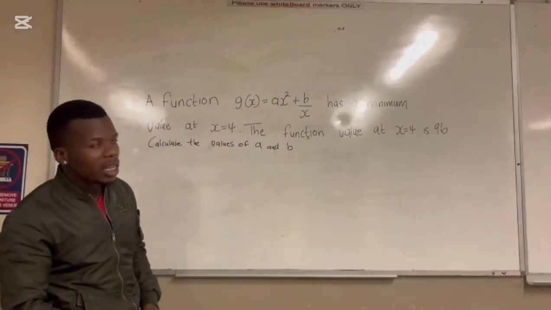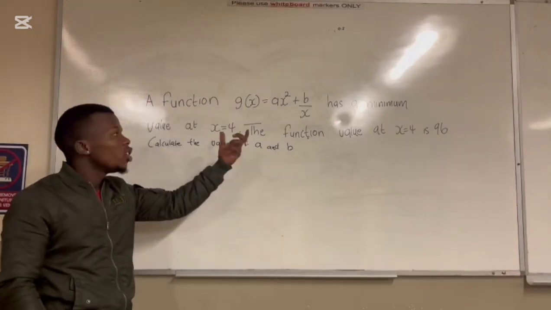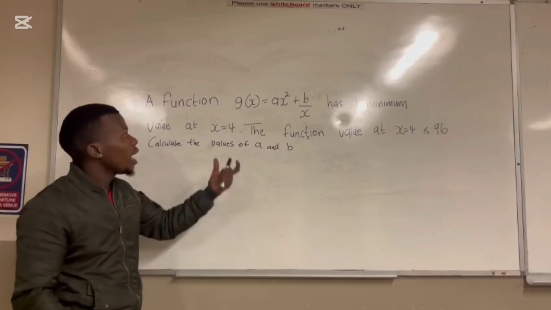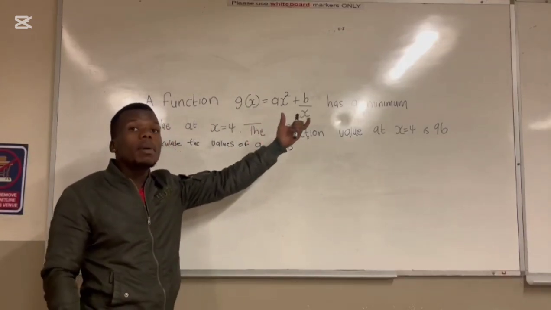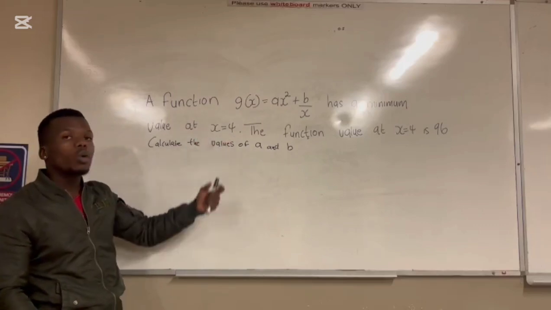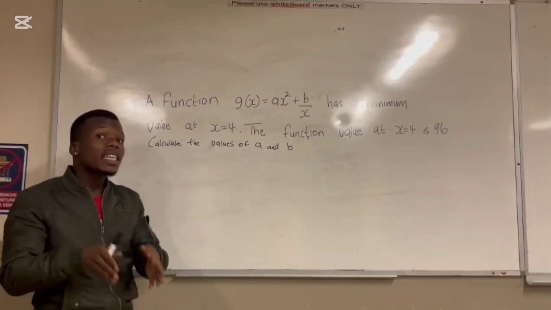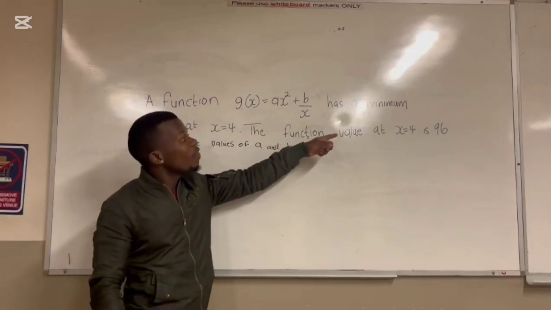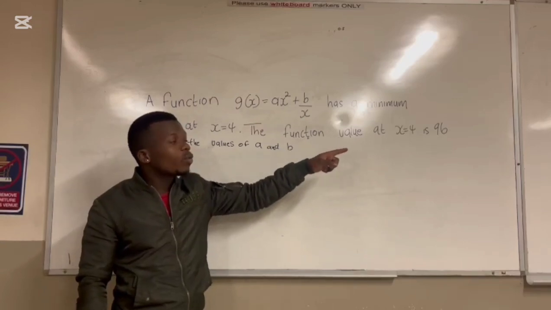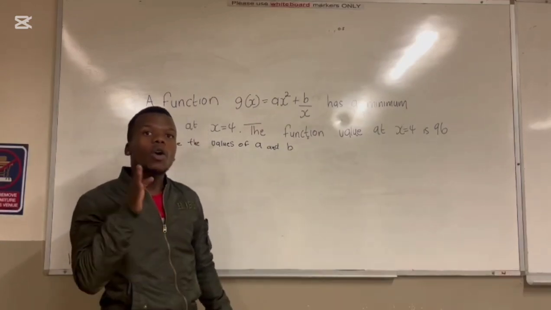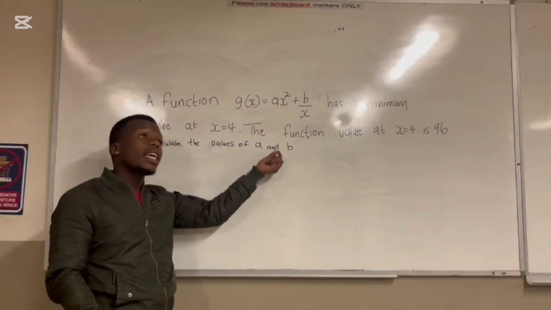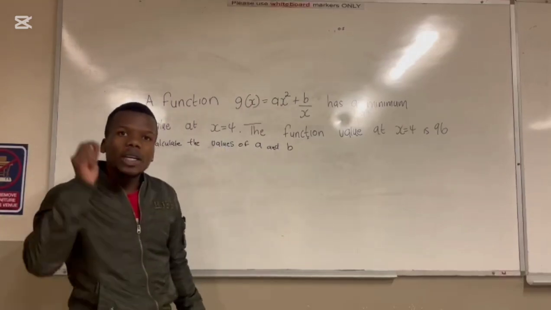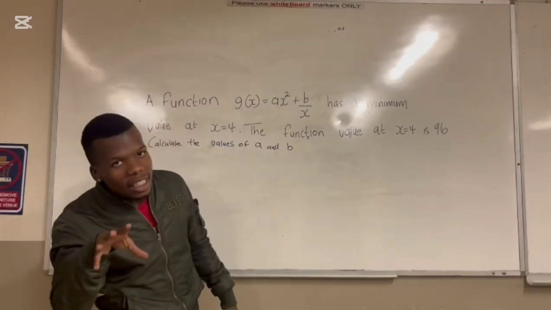It says to us, the function g of x is equal to ax squared plus b over x has a minimum value at x is equal to 4. Then it says the function value at x is equal to 4 is 96. Then the question is: calculate the values of what? Of a and b.